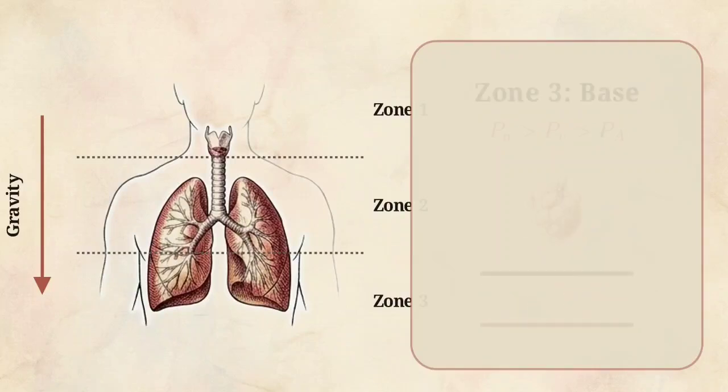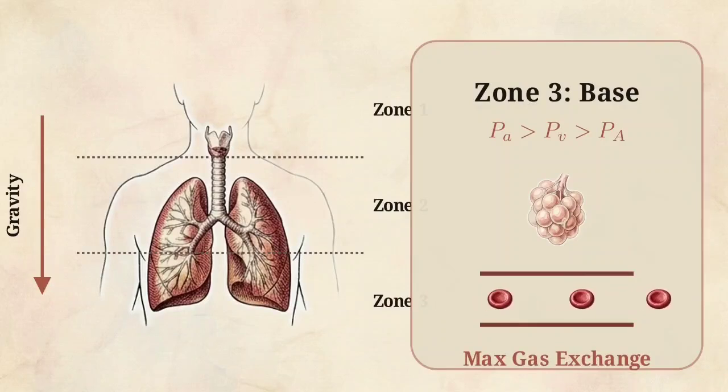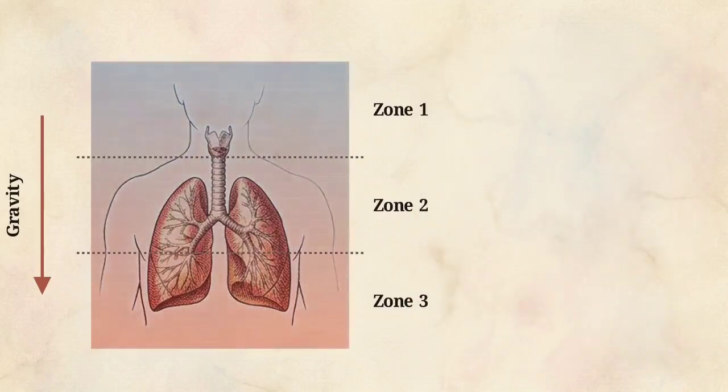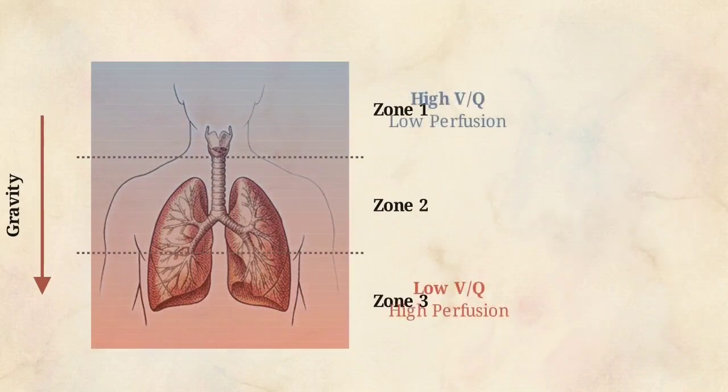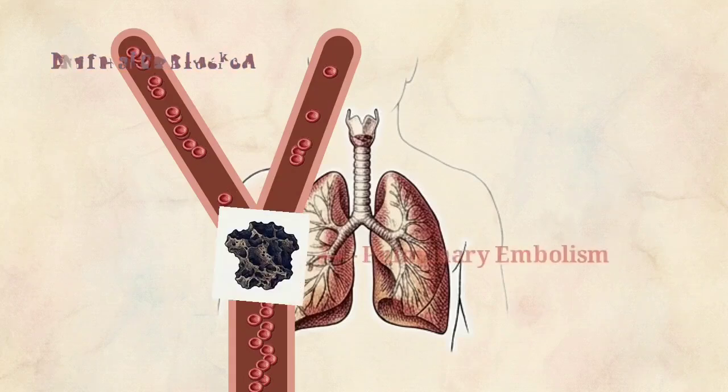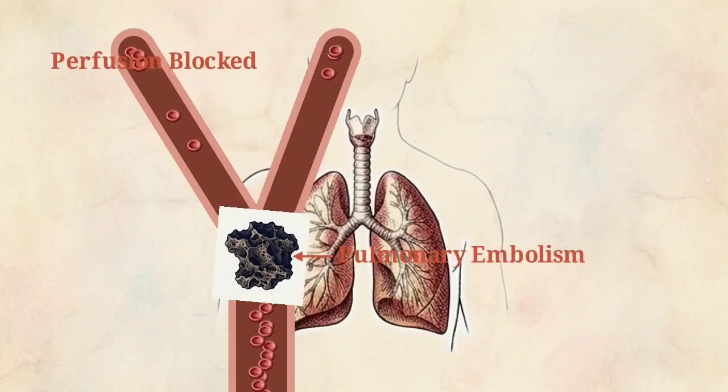In the middle tier, Zone 2, pressures allow for intermittent pulsatile flow. At the base, or Zone 3, arterial pressure dominates. The capillary remains wide open, allowing the continuous flow necessary for maximum gas exchange. Since gravity pulls blood downward, the base of the lung performs the vast majority of the physiological work for the body.